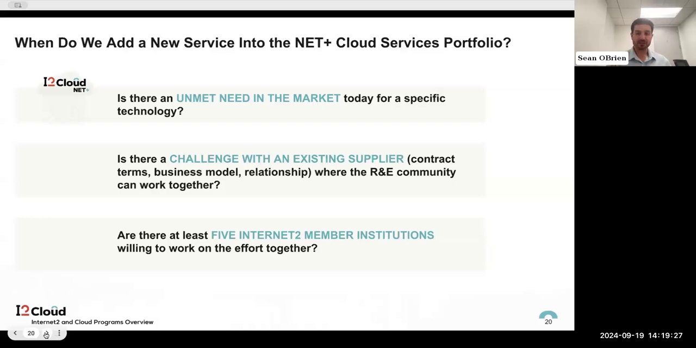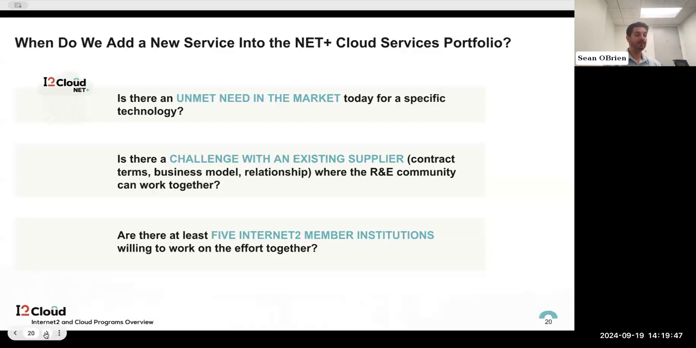So when do we add a service into the portfolio? We talked about what's in the portfolio today, but how do we continue to tune and evolve the portfolio? There's really two key reasons why we would add a service into Net Plus. So one, there's an unmet need in the market today for specific technologies.